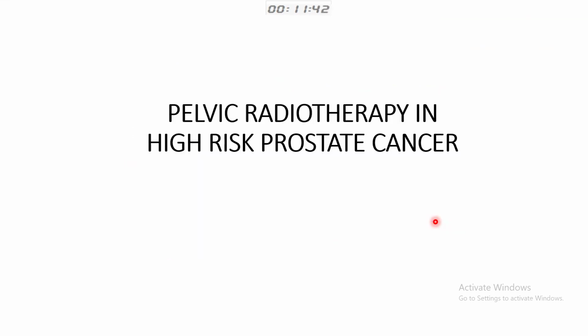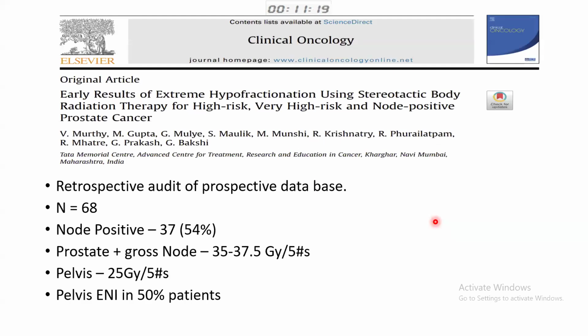Now, in all high-risk patients, there is a dilemma of whether to give pelvic radiotherapy or elective nodal irradiation or not. Recently, the POP-RT study has come up, which has cleared this doubt to some extent, but still it remains while we are using SBRT treatment per se. So the first data for this came from India only.